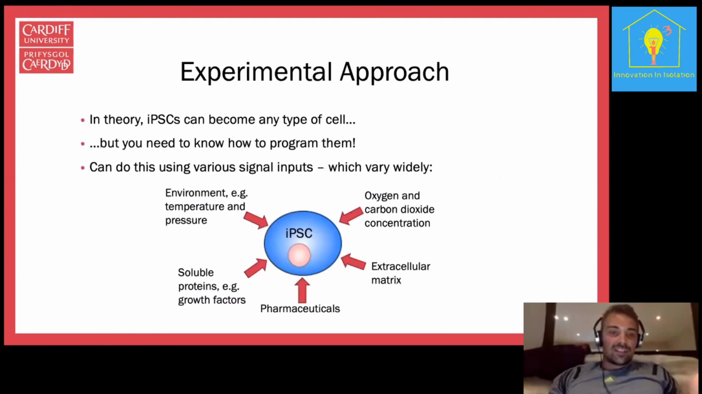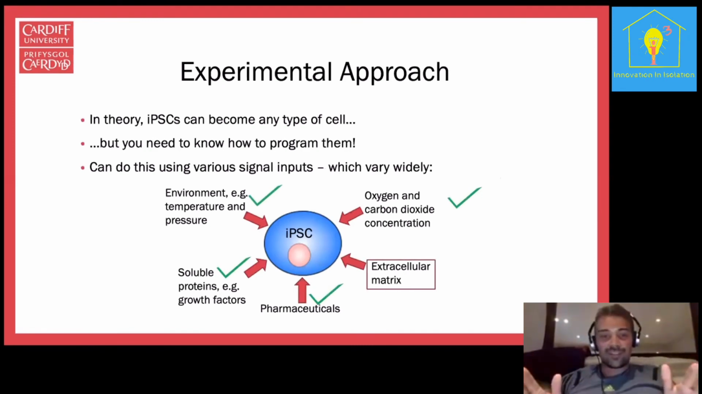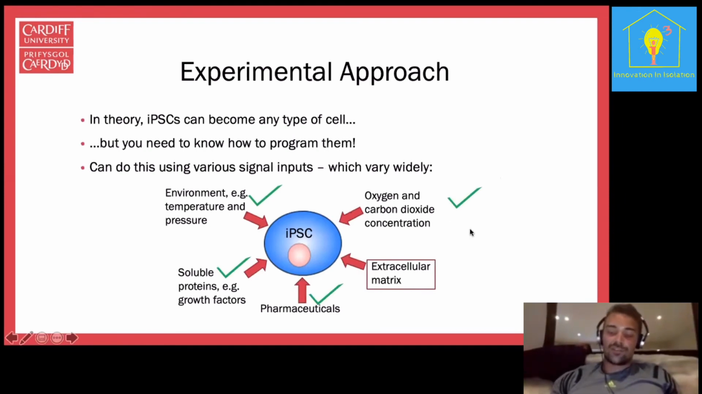But as I said, you need to know how to program your iPSCs. So this group in Japan that we're working with, they've accounted for basically everything. So they've got the environment, the soluble proteins that will differentiate the cells, the pharmaceutical products that you can put in, the oxygen and carbon dioxide concentration. And what we're really looking at now is fine-tuning these cells so that we can give them the environment they want. And we can do this by the extracellular matrix.